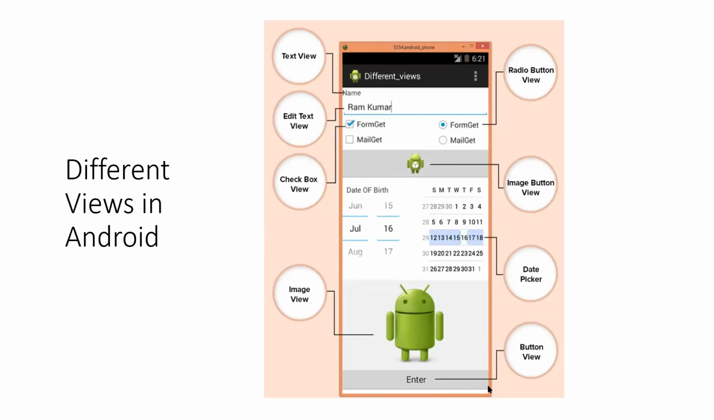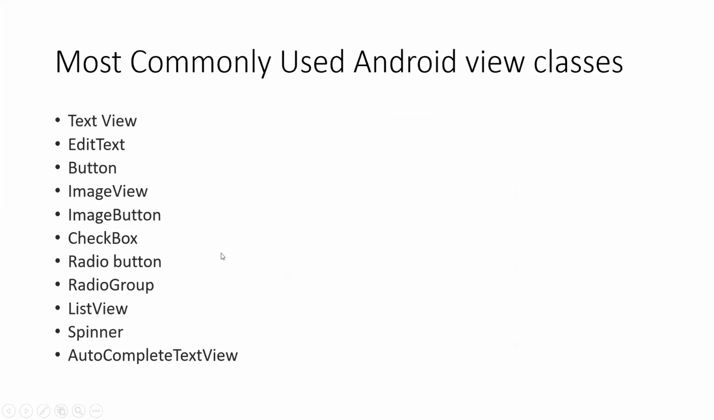But here, this button is a general normal button that we used to see in Android applications that you can press. However, you can also press the image button view, but the thing is, here you can write text. It's a text-oriented button, and the other is an image-oriented button. So these are the most commonly used view classes.